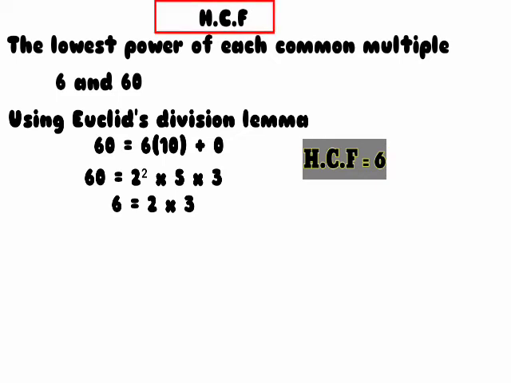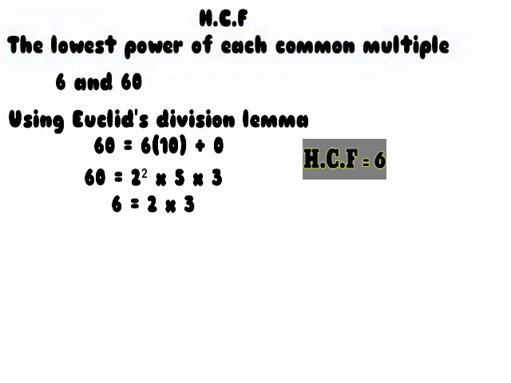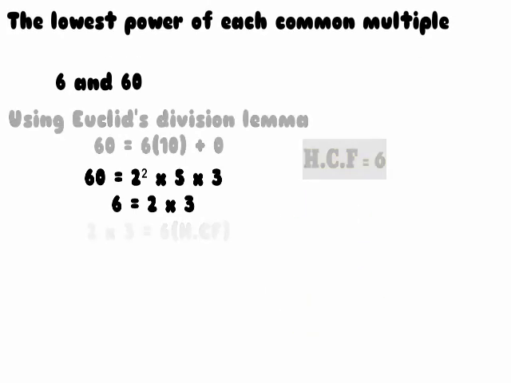Remember, what's the HCF? It is the smallest power of all common factors. So, what are the common factors? They are 2 and 3. And the smallest power of 2 is 1 and that of 3 is also the same. So, we have to simply obtain their product, meaning we have to multiply them. And the HCF will come out as 6.